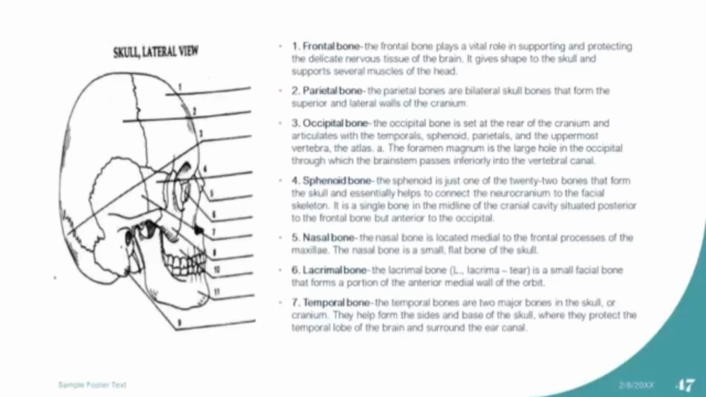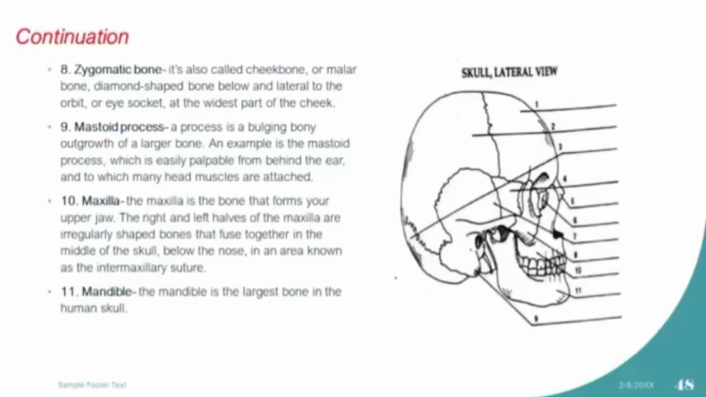The temporal bones are two major bones in the skull or cranium. They help form the sides and base of the skull, where they protect the temporal lobe of the brain and surround the ear canal. 8. Zygomatic bone. It's also called cheekbone or malar bone. Diamond-shaped bone below and lateral to the orbit or eye socket at the widest part of the cheek.